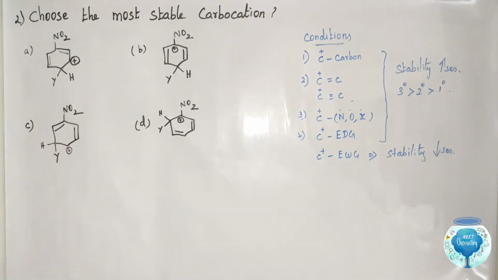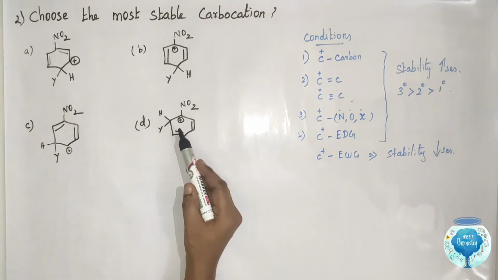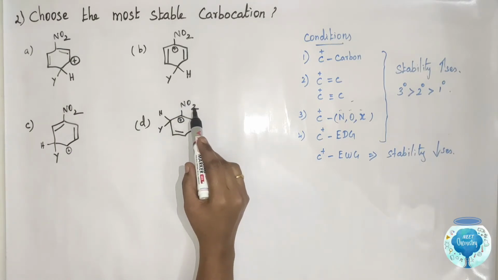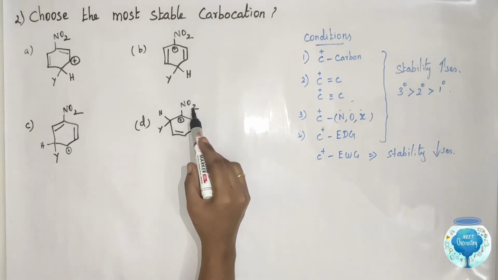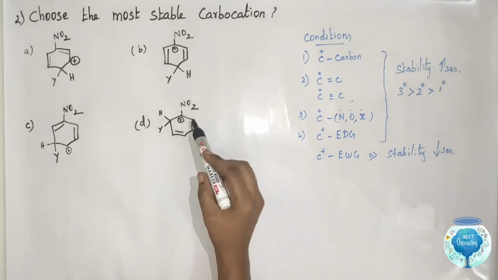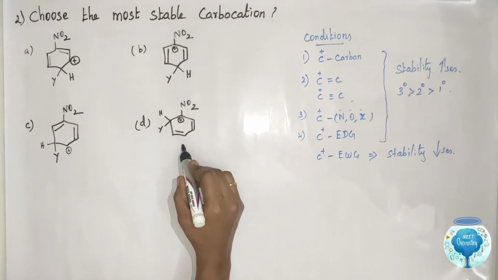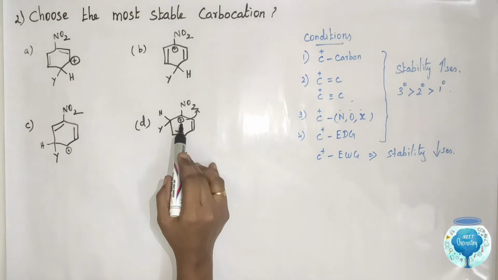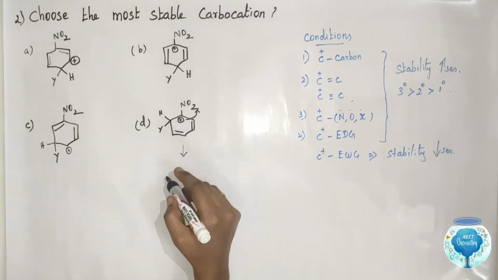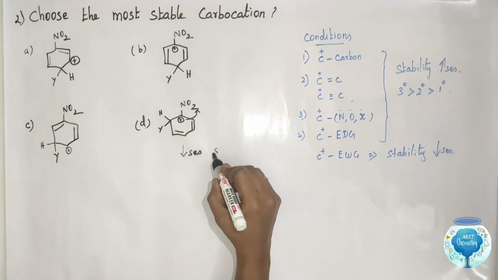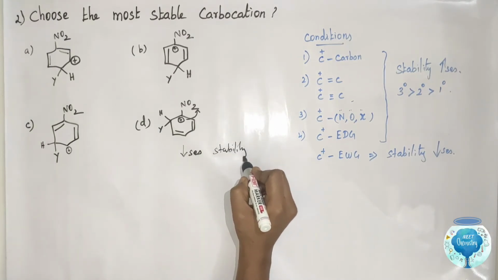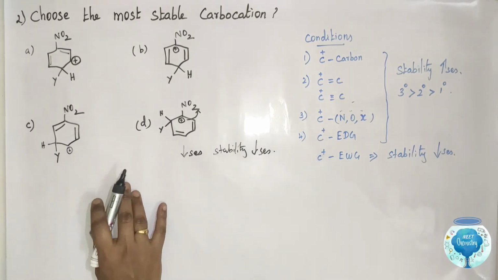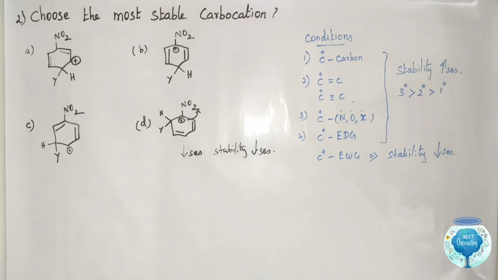Compare these four examples. Option D, this carbocation is attached with an electron withdrawing group. NO2 group is an electron withdrawing group. So it withdraws electrons from this carbocation. So the charge of the carbocation increases, so stability decreases. So comparing these four options, option D is less stable.